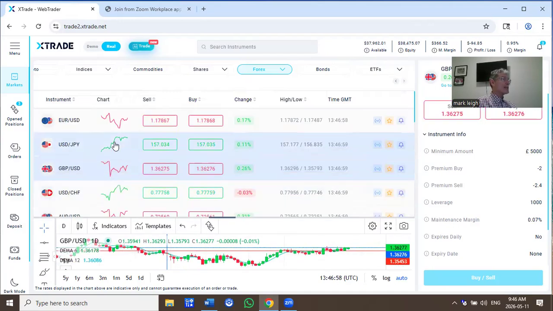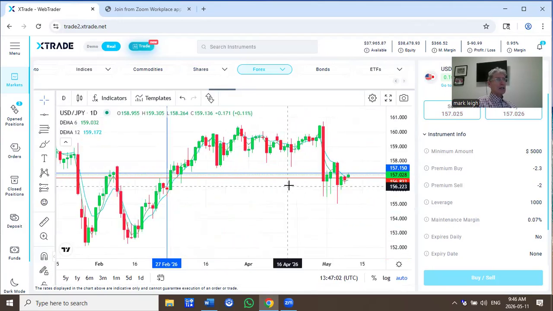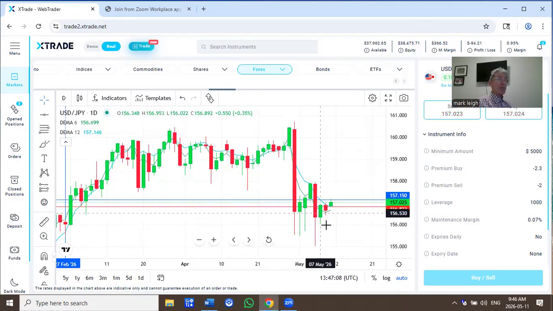US dollar against the yen. Here we see a bit of a different pattern. Here we're seeing dollar strength against a weak yen so far. I've got support at 156.82. I've got resistance at 157.15.